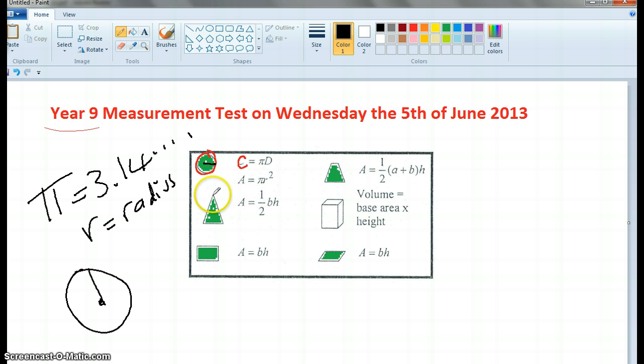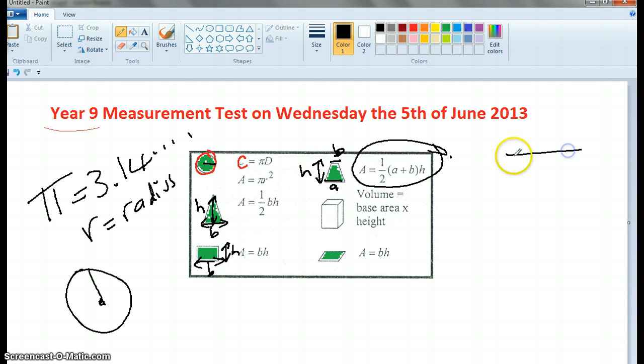Here, half base times height, you need to know that the height is the vertical height of the triangle. It's not the slanty height. And the base, so that's the height and that's the base. Here, base times height, we can call that base and we can call that height. Sometimes you could say width times length. It doesn't matter, you're just timesing that by that. This one here, you need to know that this is A and that's B, or the other way around, it doesn't matter. And the height, again, is the distance between those two parallel lines. So when you get that in your formula sheet, you need to know this, otherwise you can't use the formula.